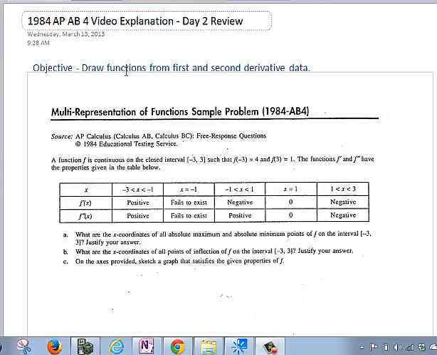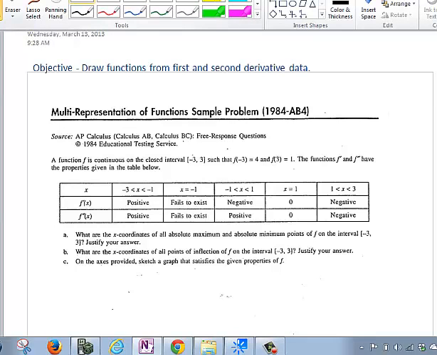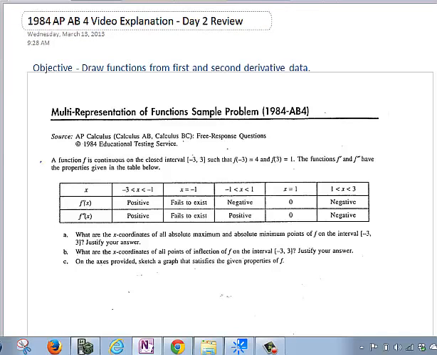So what we see here is we have a question given to us where they're telling us about the first and second derivative. And in the beginning, don't forget to read the part above the table. They tell us that the function is continuous on a closed interval, and they give you that interval. And they give you some data points for the function. They tell you that the first and second derivative have the following properties given in the table below.